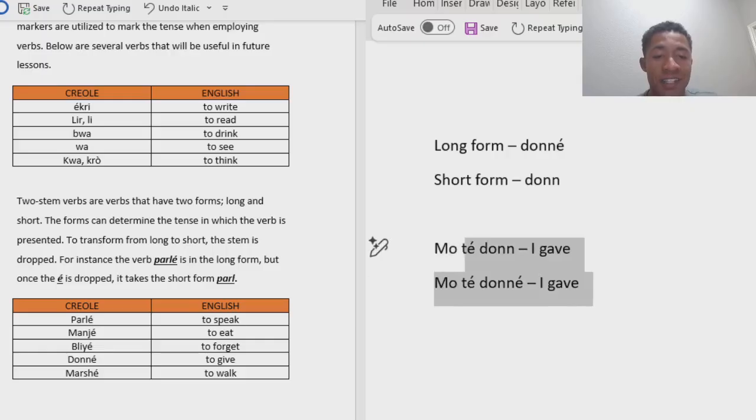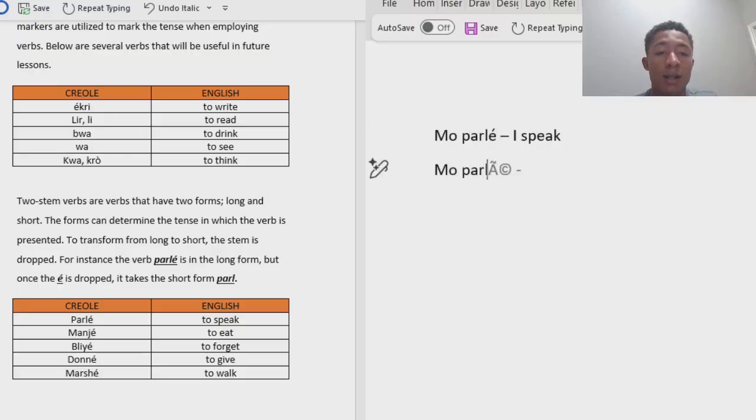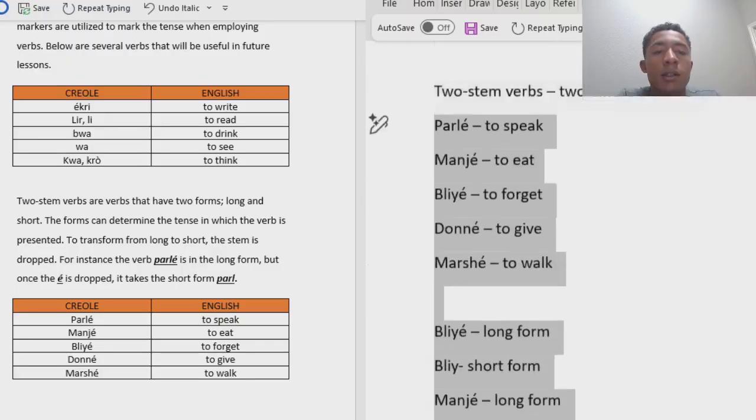However, there's a lot of howevers. You will also hear folks use the long form over the short form. So they will only use the long form. So for instance, you might hear folks in Pointe Coupée say mo parler for I speak instead of mo parle for I speak. And so for them, you kind of do have to use te, mo te parler for I spoke. Versus somebody who says mo parle for I speak might say mo parler for I spoke.